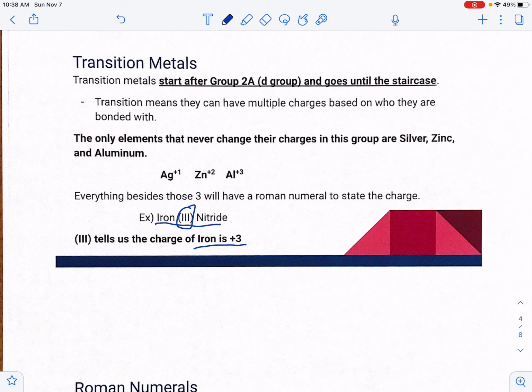So if I were to write this out, I would say that iron, which is Fe, has a charge of +3, and nitrogen has a charge of -3. So I can see that those are balanced. If I wanted to write the chemical formula for iron nitride, it would just be FeN. So you can see here that that 3 does not tell me that I have 3 irons. It just tells me the charge of that particular iron.